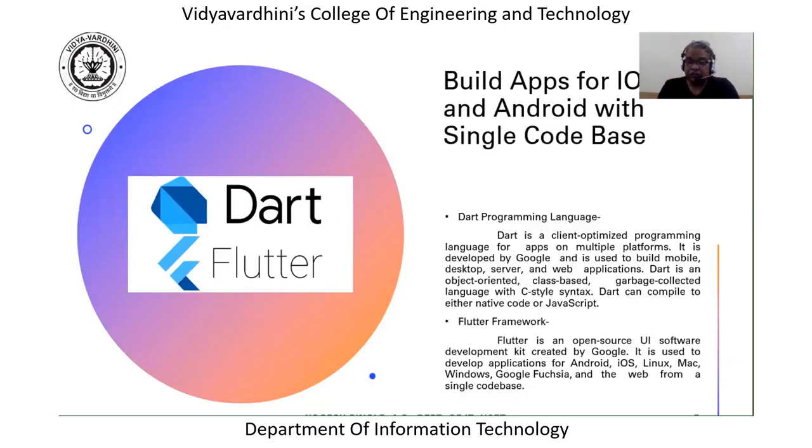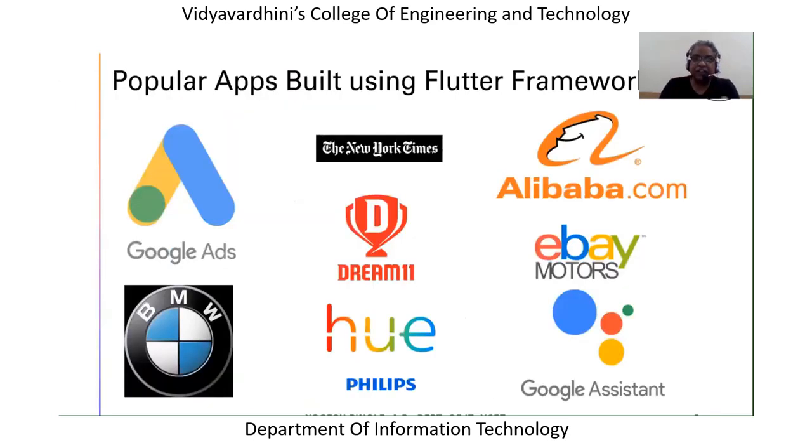Flutter framework: it's an open source UI software development kit created by Google only, right? On top, what you can see is the Flutter framework. It has widgets, with the help of which you can design the front end. Whereas the business logic, whatever coding you are doing, is there in the Dart programming. And you can see the different kinds of popular apps developed by the Flutter framework nowadays. Many companies are now using the Flutter framework.